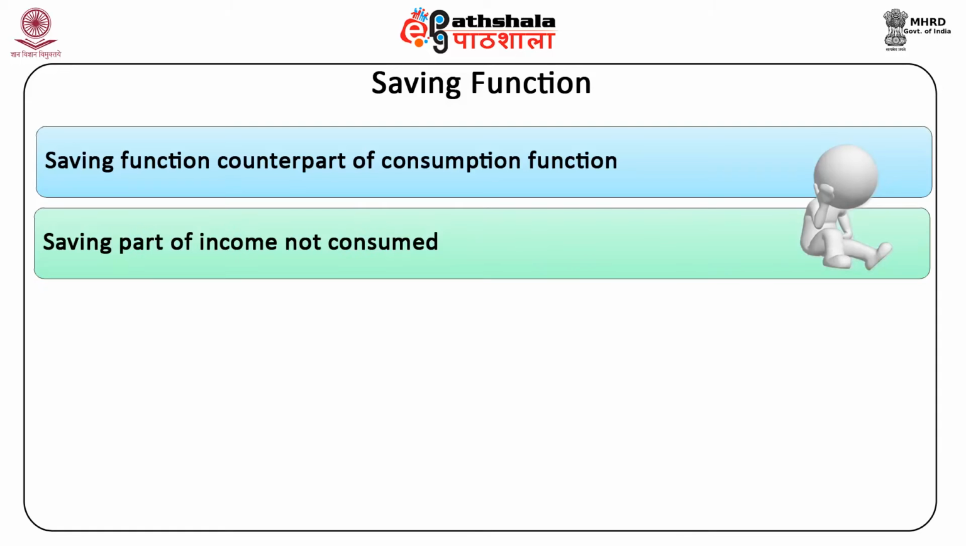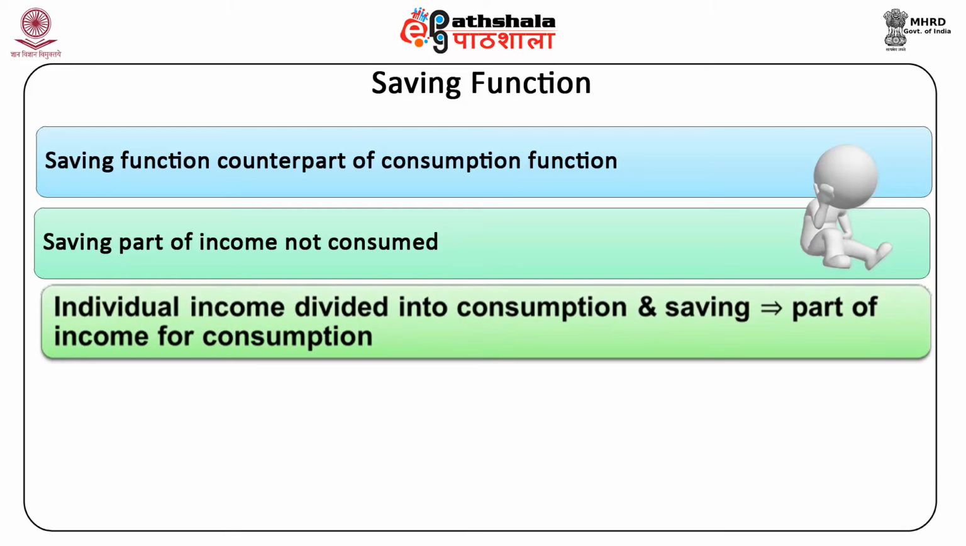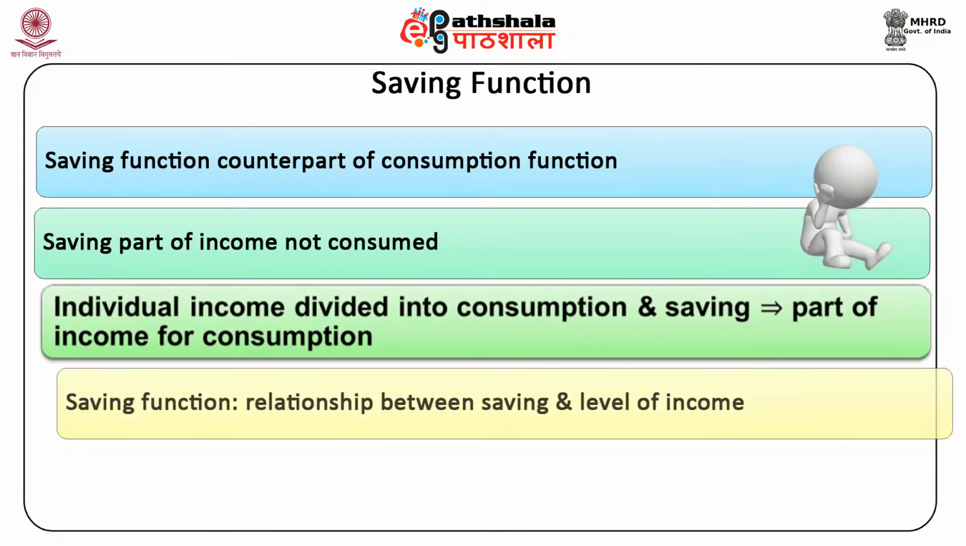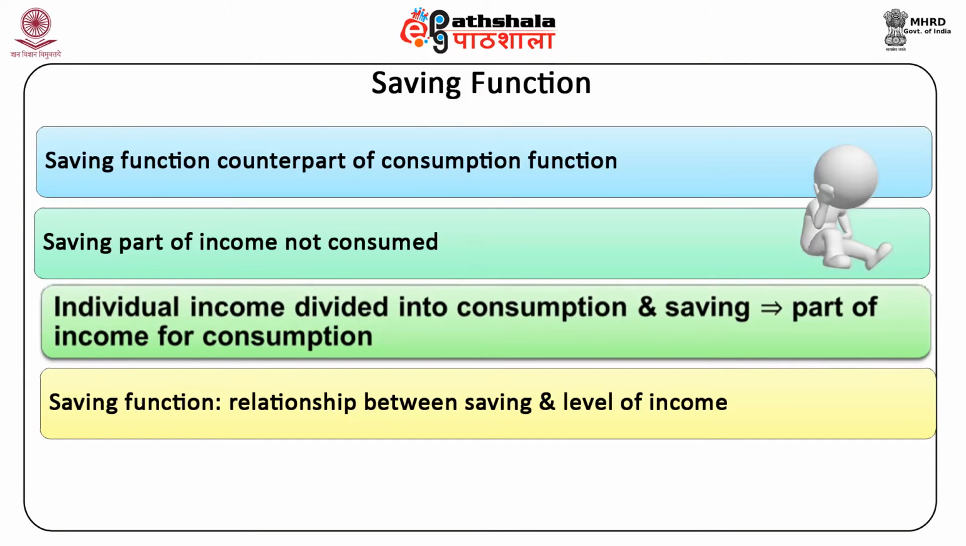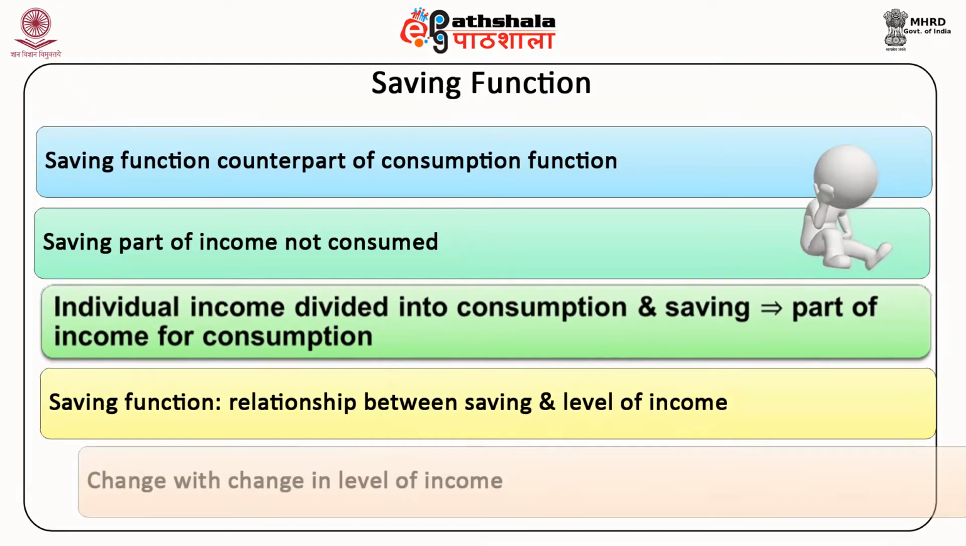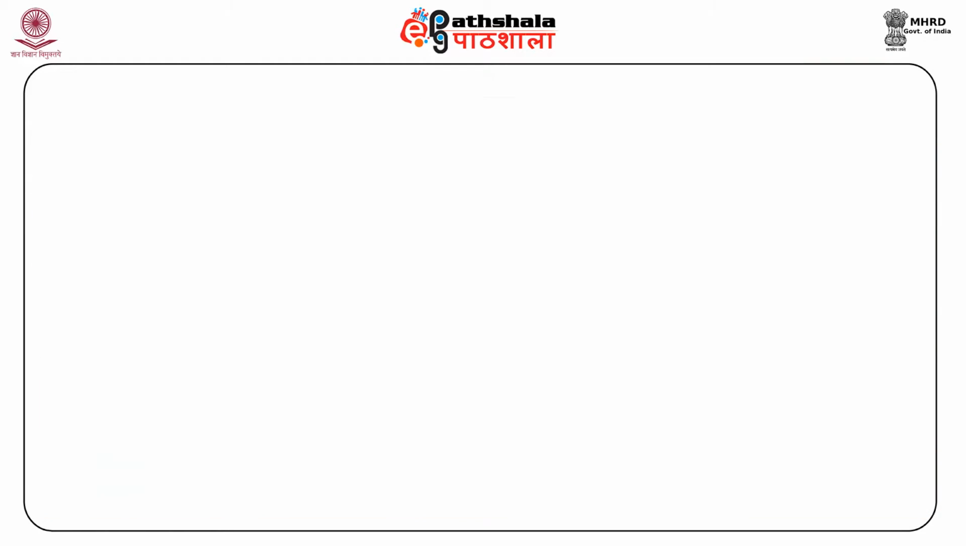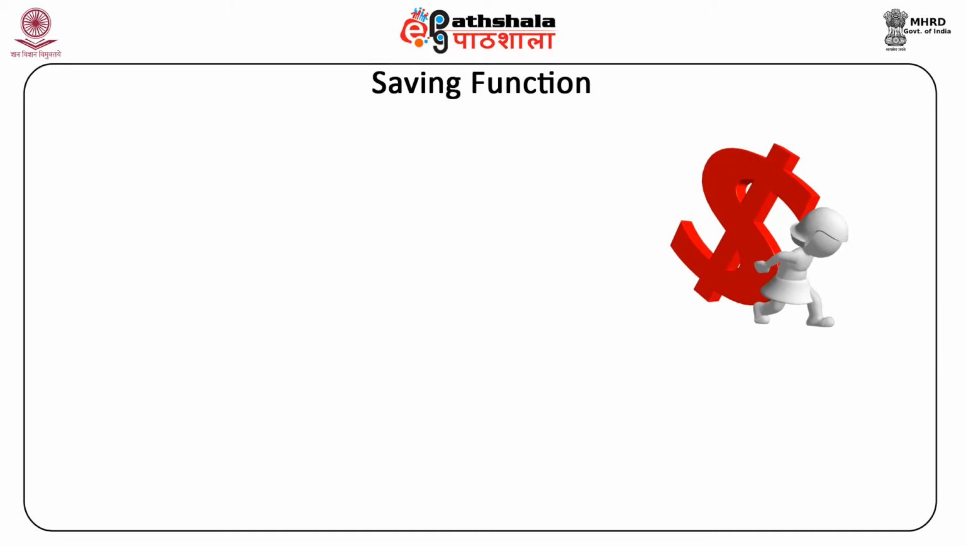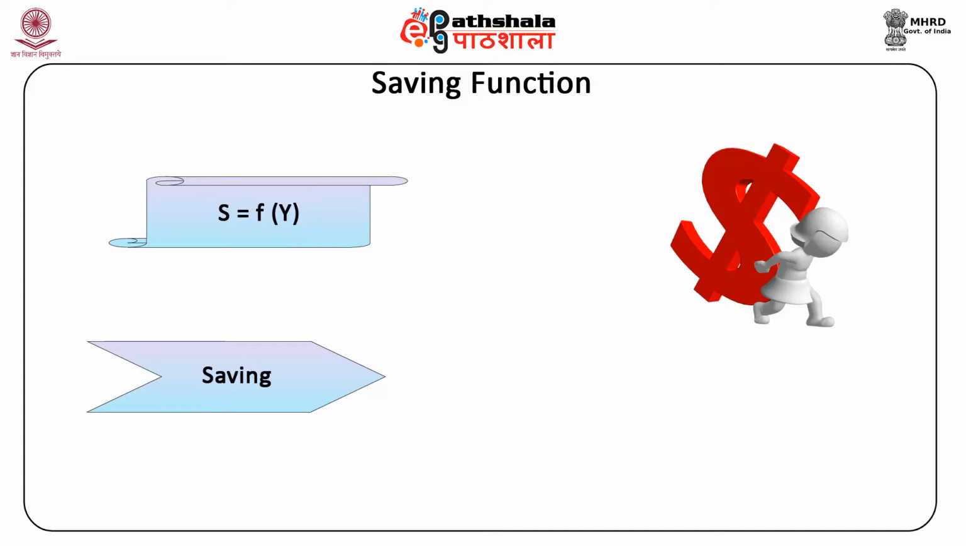Saving is that part of income which is not consumed or spent. An individual's income being divided into consumption and saving implies that some part of the income is used for consumption spending while the rest is saved. Thus, the saving function describes the relationship between saving and the level of income. It will change with the change in the level of income. Symbolically, it is denoted as S = F(Y), where S is savings, Y is income, and F stands for functional relationship.